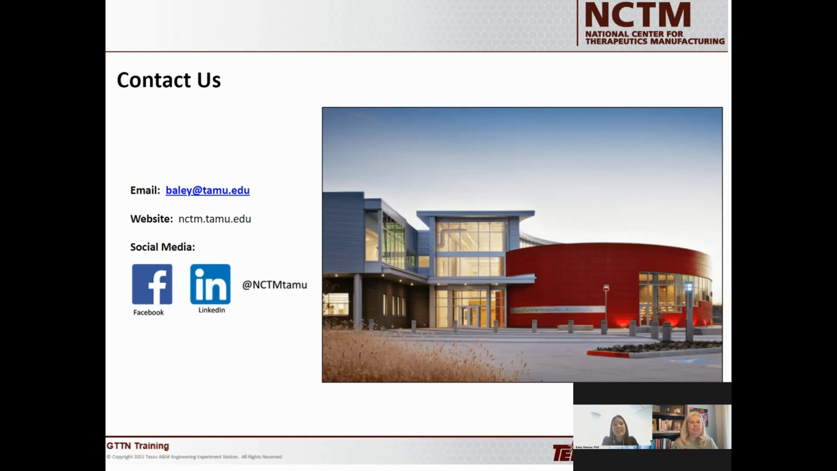So NCTM is a simulated cGMP facility, and what that means is that we try to be as GMP-like as possible. So when we are training our students or the people that are going through our programs, we really try to operate in a cGMP fashion, and that could look like a number of ways. So for example, our facility is designed to be simulated cGMP, so we have gowning suites, we have unidirectional flow, we have airlocks going in between suites.